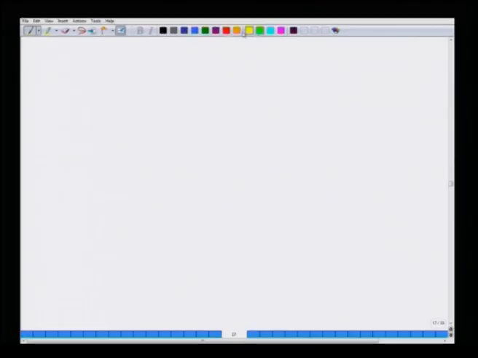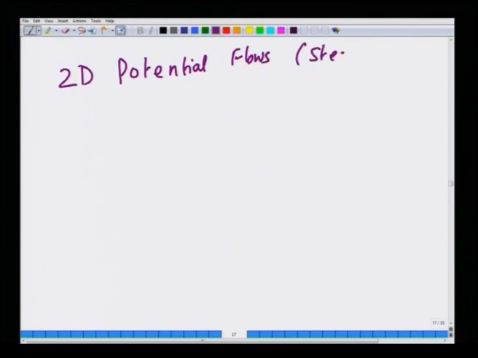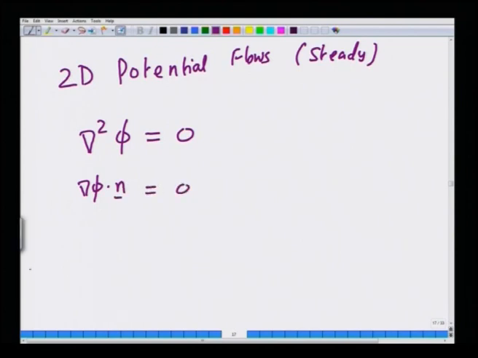So, to solve for 2D potential flows, all we have to do, so we are restricting ourselves to 2-dimensional potential flows, and the flows will be steady. Okay. So, what do you have to solve for? You have to solve for del squared phi is 0 with the condition that del phi dot n is 0, at solid boundaries.